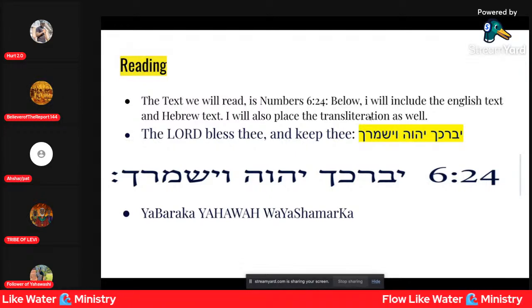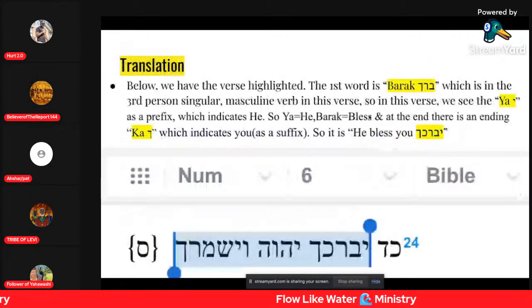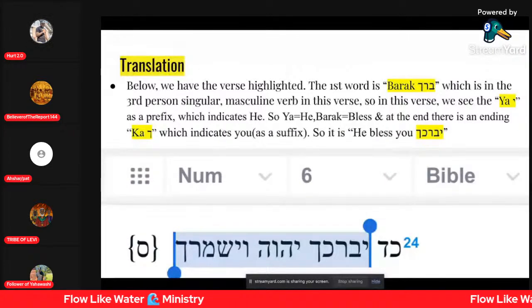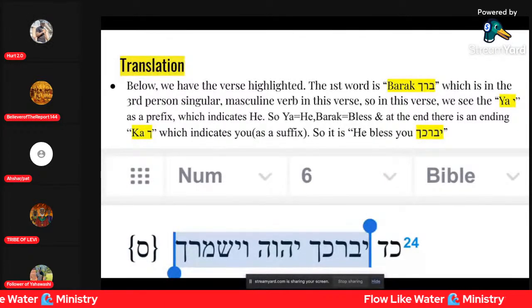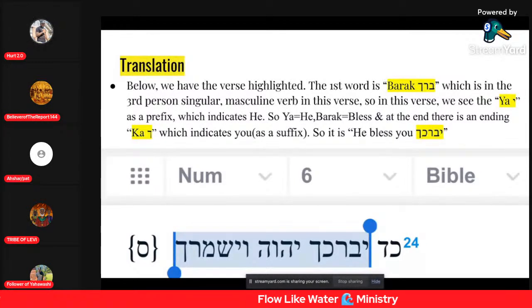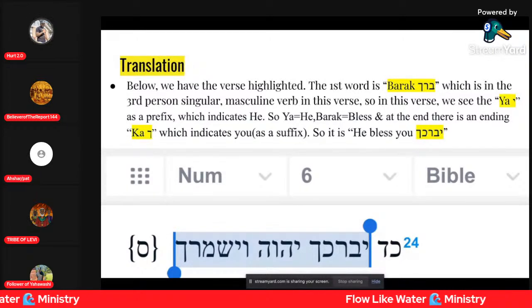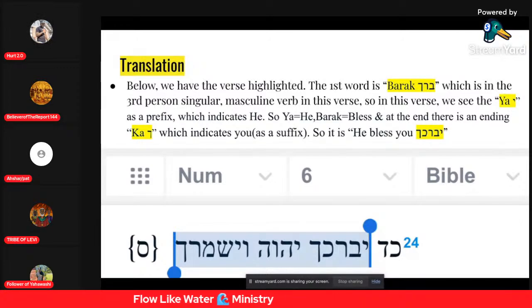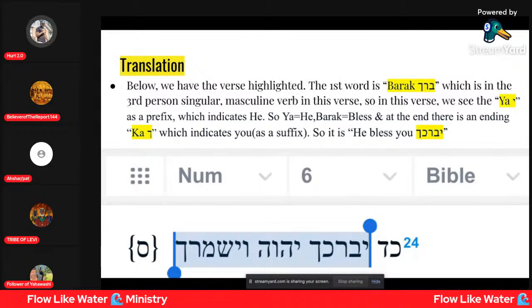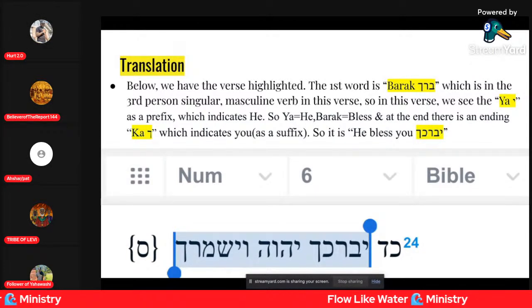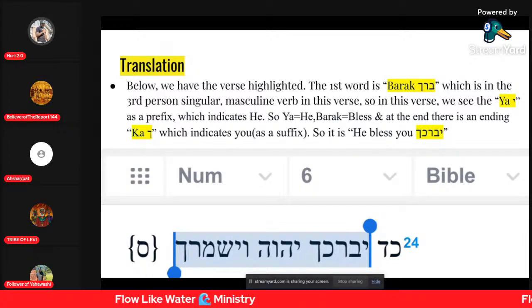So let's move on to the next one. If you could, read that. Below we have the verse highlighted. The first word is Barak, which is a third person singular masculine verb in this verse. So in this verse, we see the Ya as a prefix, which indicates he. So Ya equals he, Barak equals bless. And at the end, there is an ending, ka, which indicates you as a suffix. So it is, he bless you.